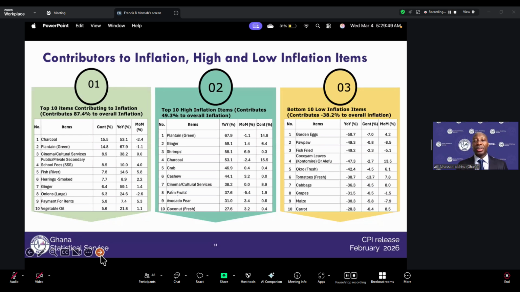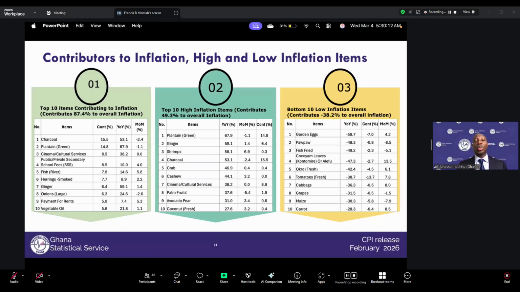So it means that if you want to take action on inflation, you need to look for these items, both in terms of high inflation and also in terms of contribution, particularly in terms of contribution, to target the responses to be able to bring inflation down. So when inflation is concentrated, targeted interventions become more effective.